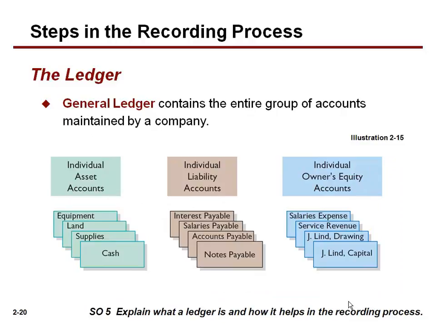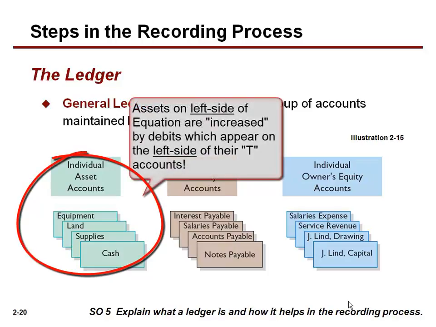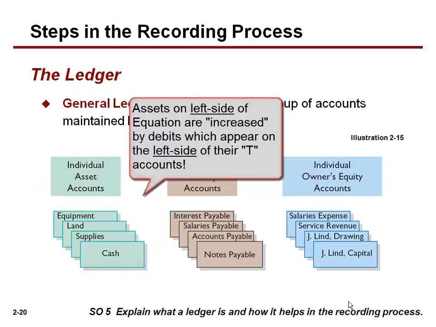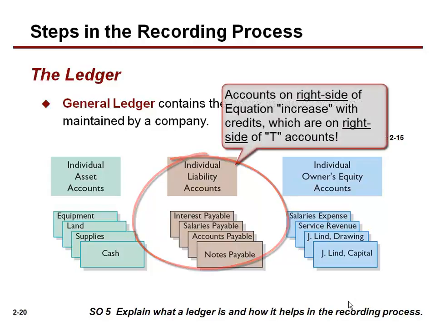An overview of the general ledger, which includes all the accounts maintained by a company. Individual asset accounts: cash, supplies, land, equipment. The characteristic here is that assets are recorded because they have future economic value or benefit to the company. Other side of the equation, liability accounts: accounts payable, notes payable, salaries payable, interest payable, and others. 99% of liability accounts include the word payable, indicating that we have recorded a legal debt or obligation of the business.